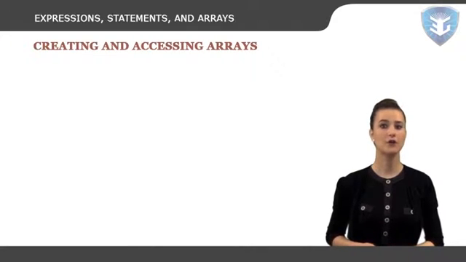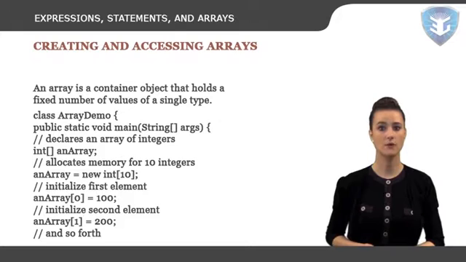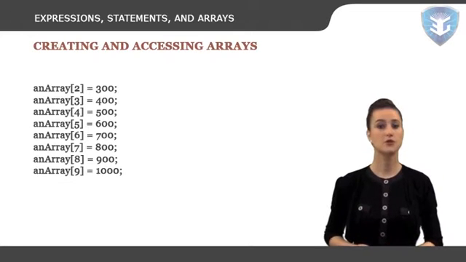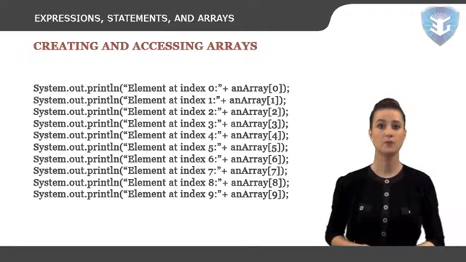Let's now learn how to create and access arrays. An array is a container object that holds a fixed number of values of a single type. The length of an array is established when the array is created. After creation, its length is fixed. The program shown here, ArrayDemo, creates an array of integers, puts some values in the array, and prints each value to standard output.